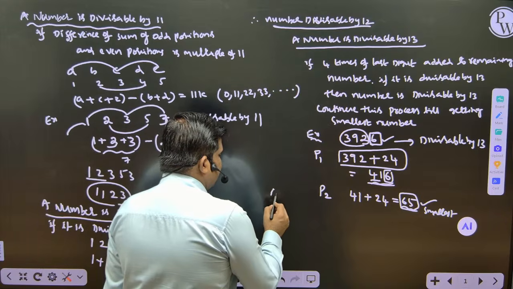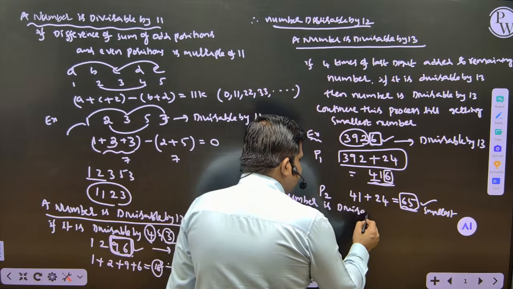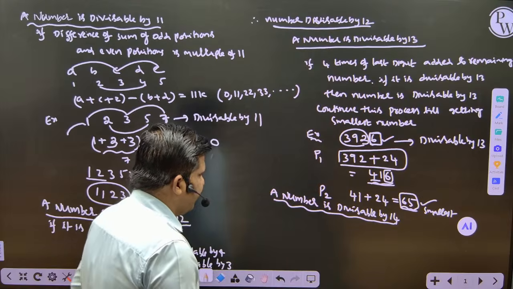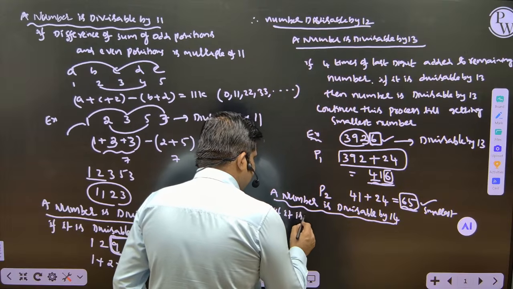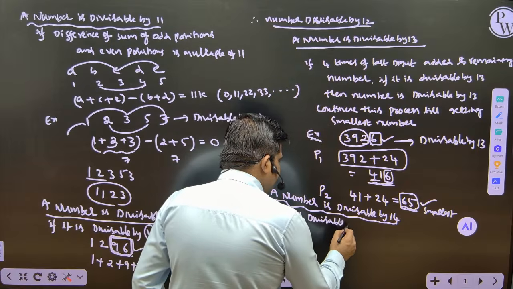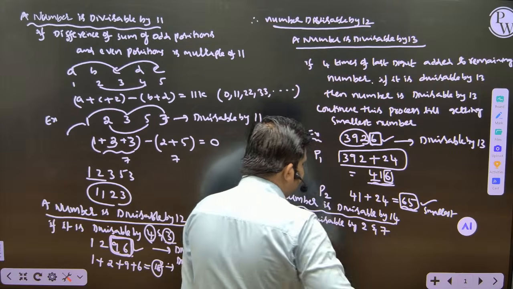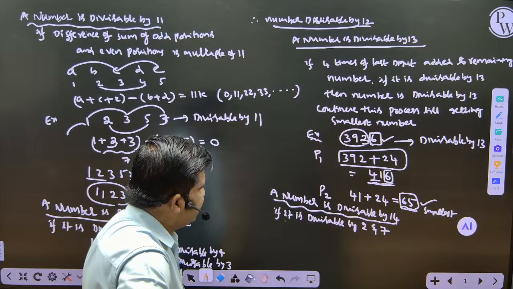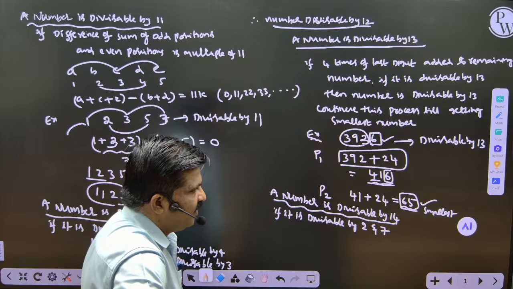Next, a number is divisible by 14. A number is divisible by 14 if it is divisible by 2 and 7. So that means it should follow the rules of 2 and the rules of 7.